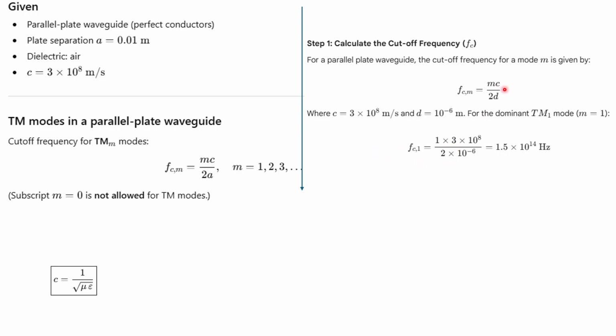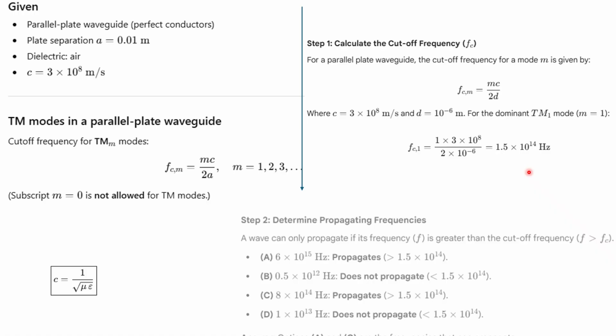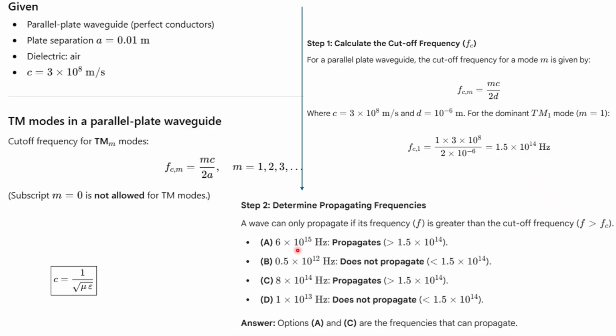So fc is equal to, put the values, m is equal to 1 for the fundamental mode, and c is already known, the speed of light, and d is given, so put this and you will get the value of 1.5 into 10 to the power 14. So in our options, now you can check, the first option is higher than this cutoff frequency, so definitely it will propagate. Second option, this is lesser, so it will not propagate. Third, it is higher, so it will propagate. Fourth, this is lesser, so it won't propagate. Finally, option A and C, both frequencies will propagate.